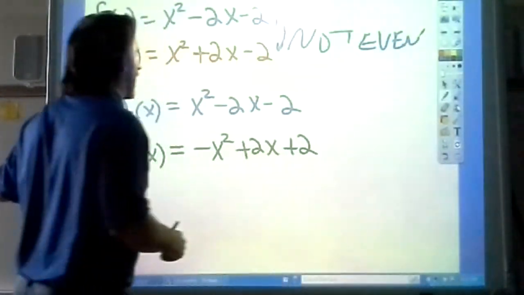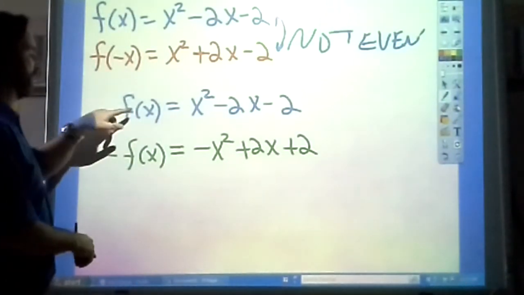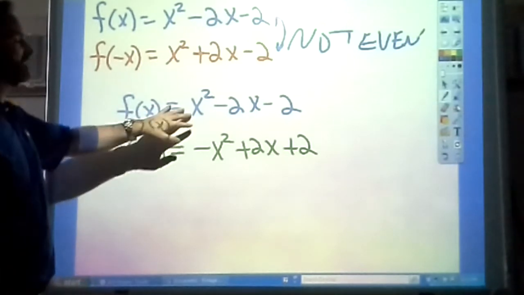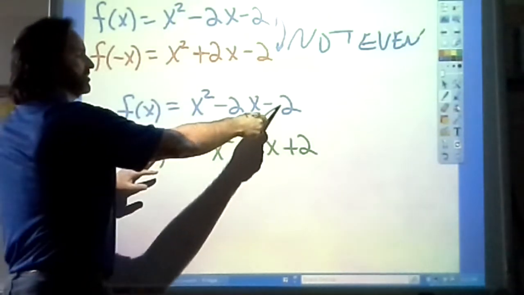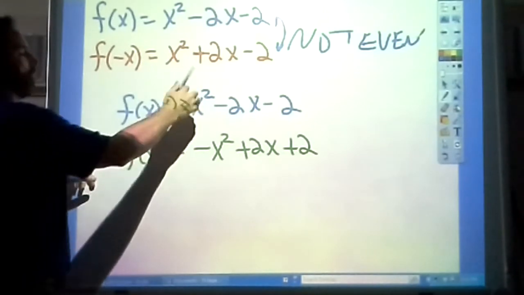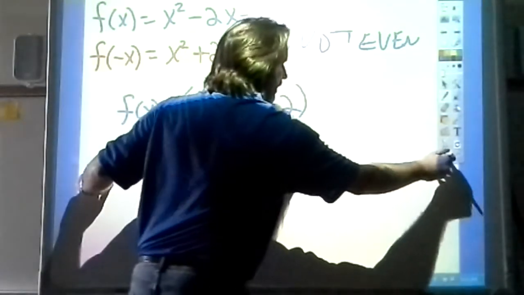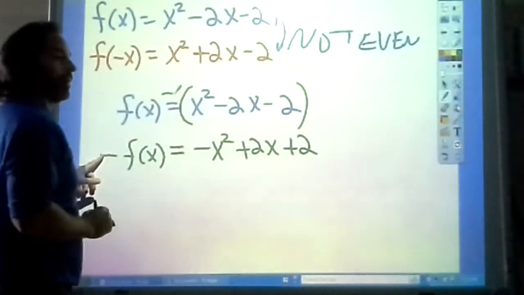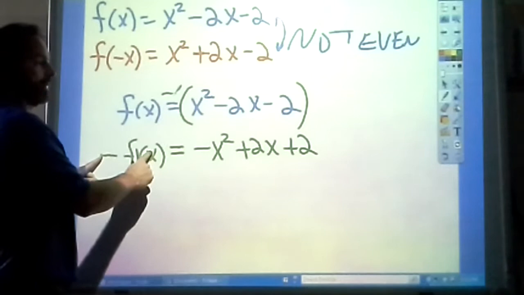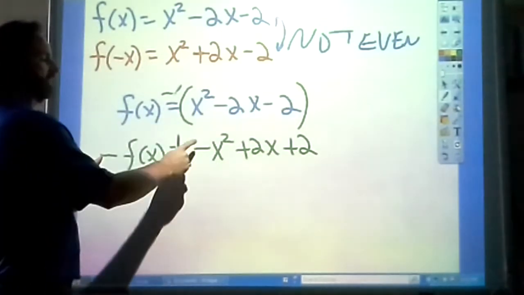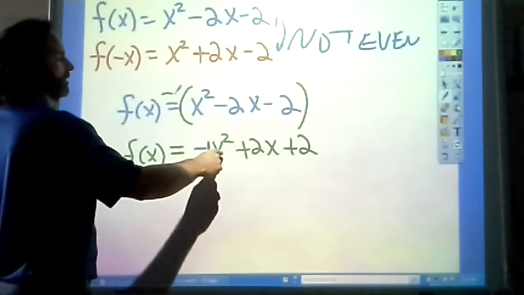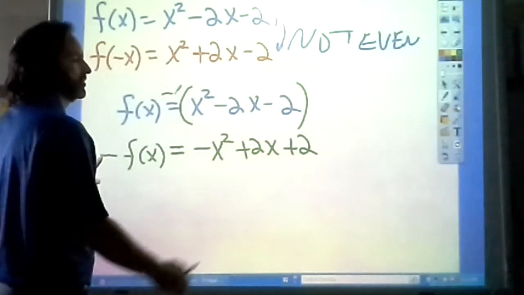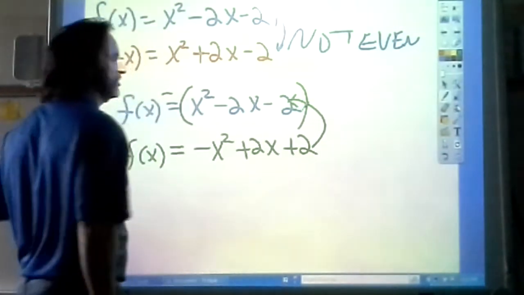And now we're going to check for odd. Remember, if it's odd, f of x needs to equal negative f of x, okay? All right, so I took f of x again, x squared minus 2x minus 2. Let me backtrack here. I'm going to multiply this whole equation by a negative. That's what negative f of x would be, right? So I changed the sign of everything. Negative x squared, and I got plus 2x, and this is plus 2. So obviously, these two do not equal each other.